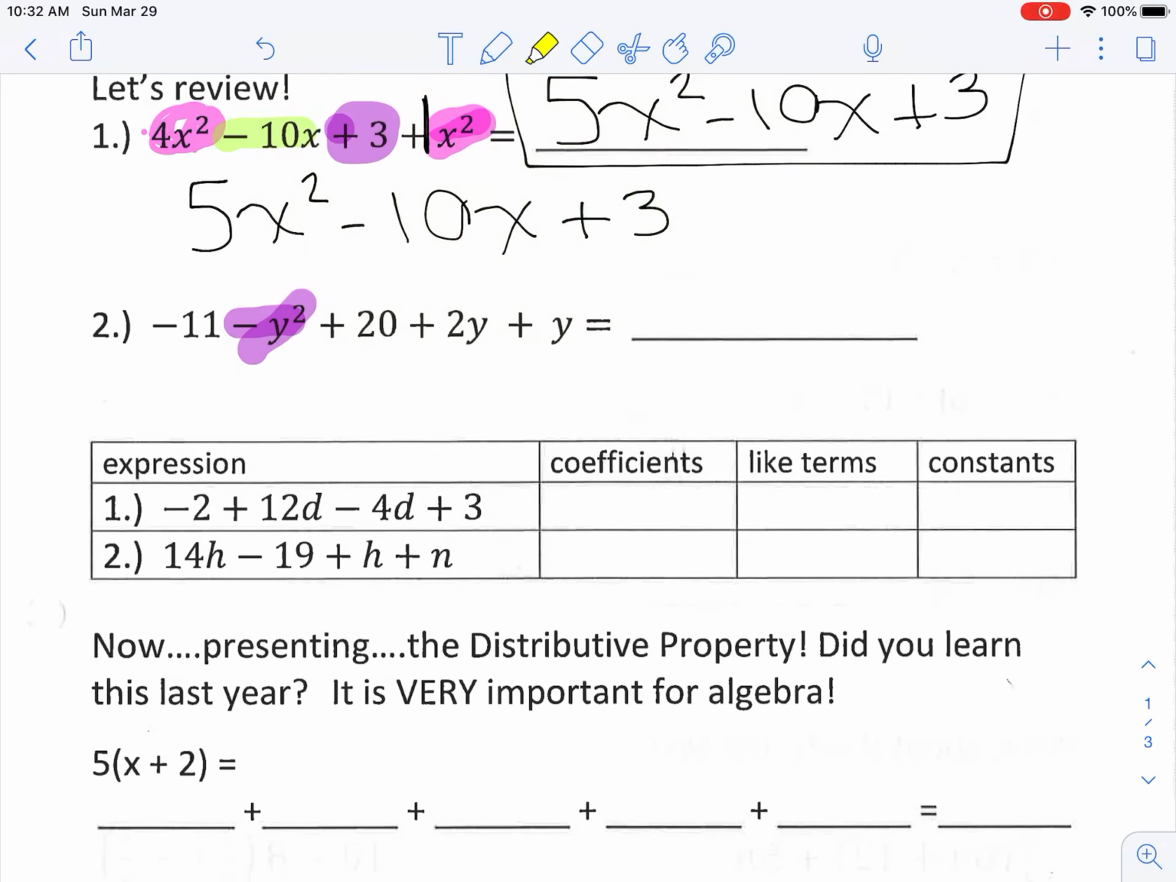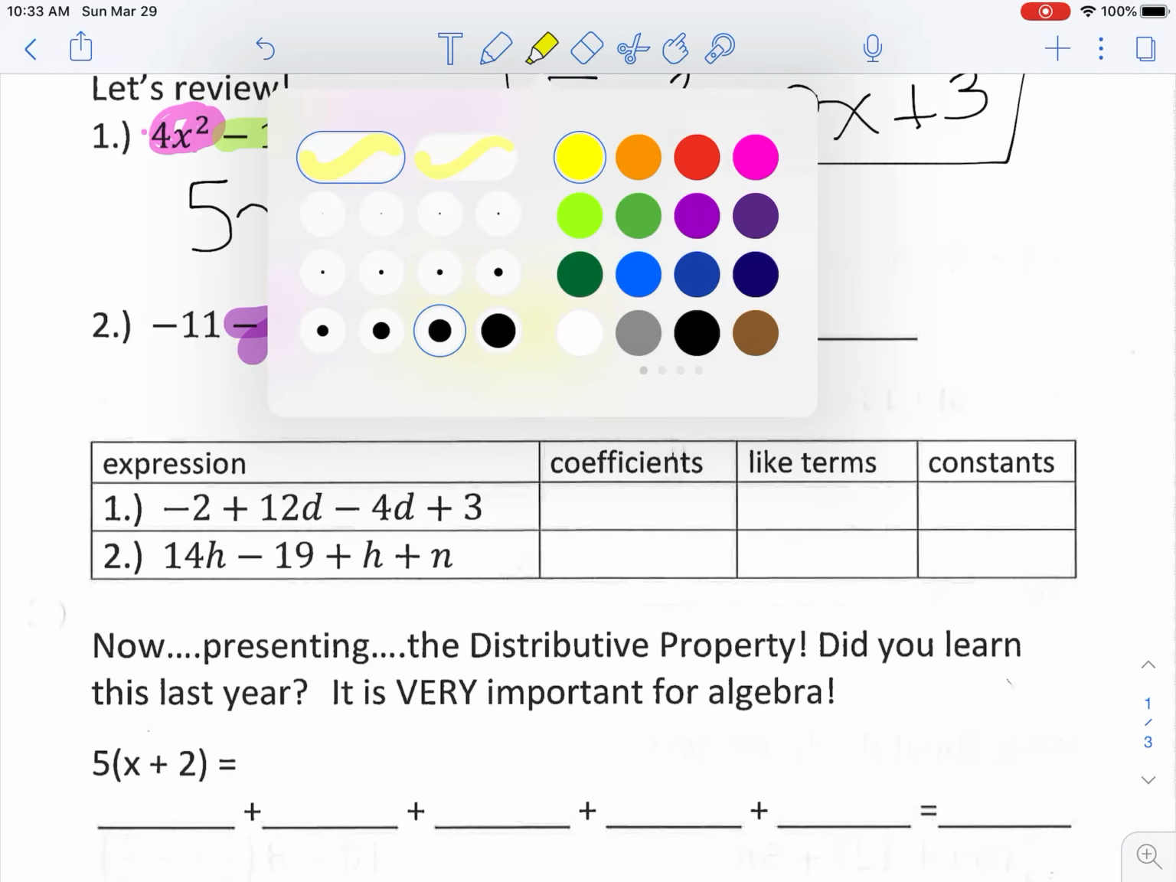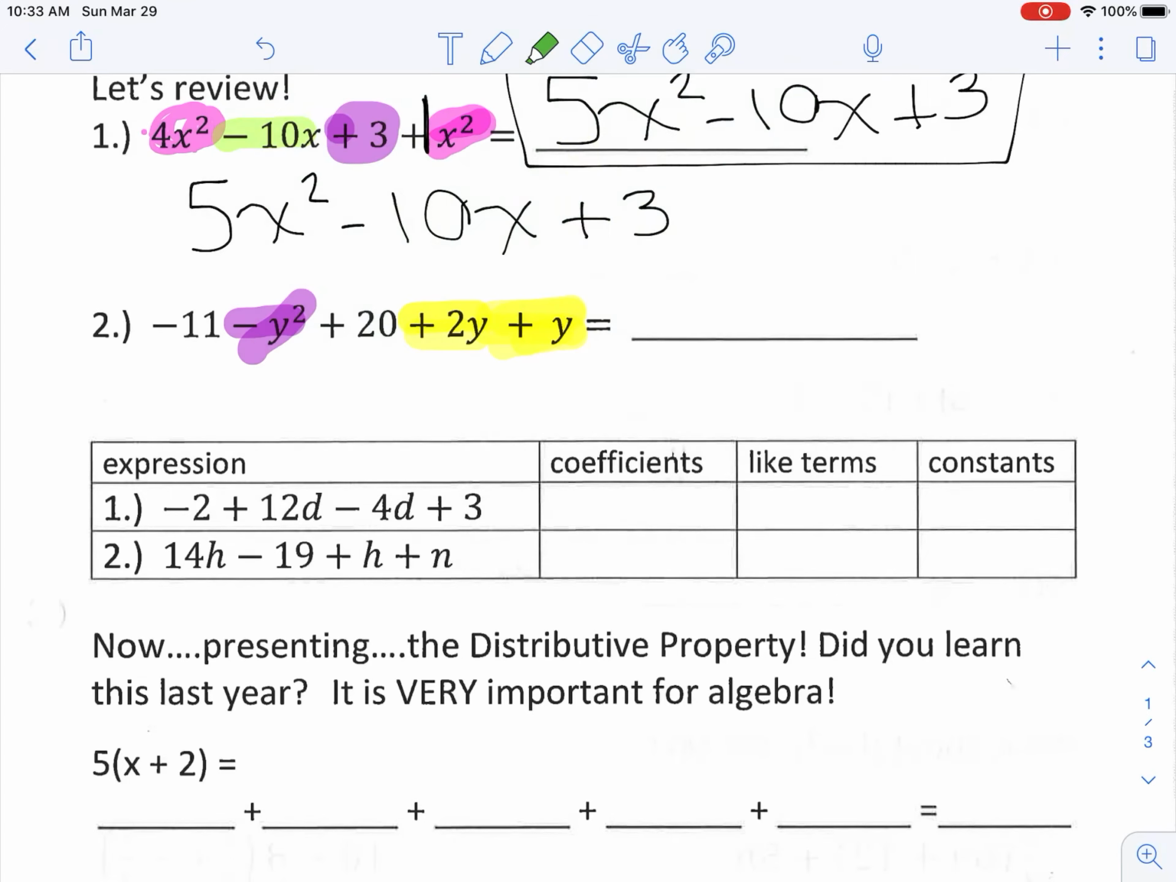And then just like we did in class, I'm going to choose a different color. Now I'm zeroing in on the y's. Remember to always highlight the operation sign in front of the term. That operation sign is attached to that term. And I have two constants. Remember, that's a negative 11 and a positive 20. So now I'm ready to combine.